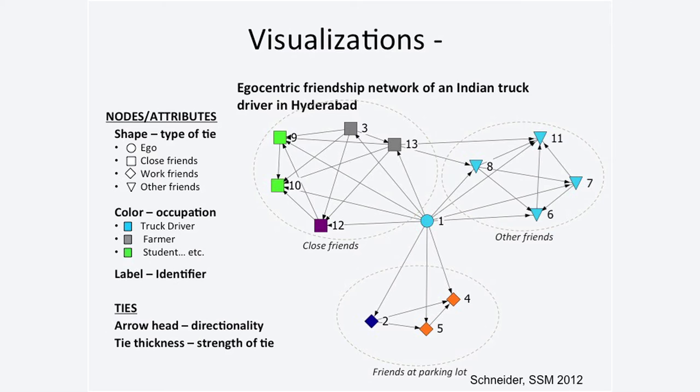And so what's important about this is we start to characterize people based on their attributes. So these other friends get a triangle, close friends over here are squares, and then we have a diamond shape for the parking lot. You can color things. These are just example colors. So these turquoise are the truck drivers, we have farmers, and students.